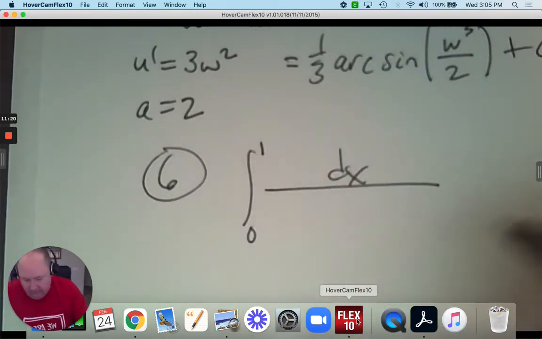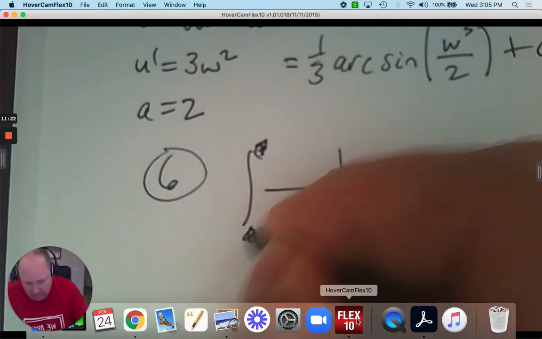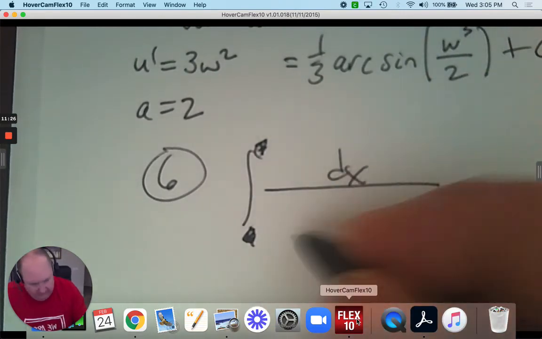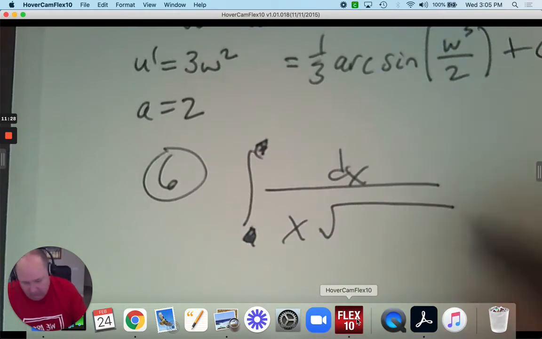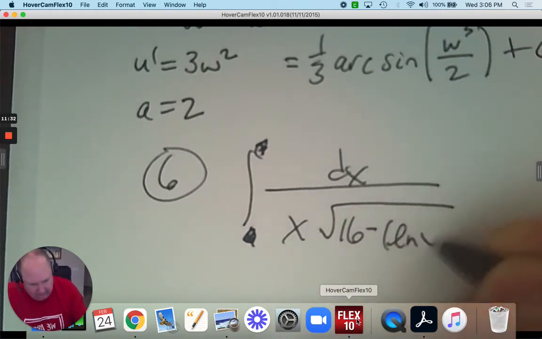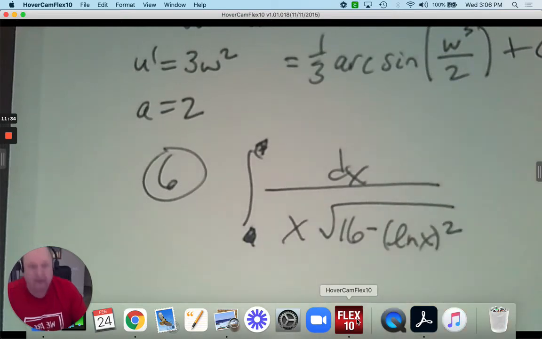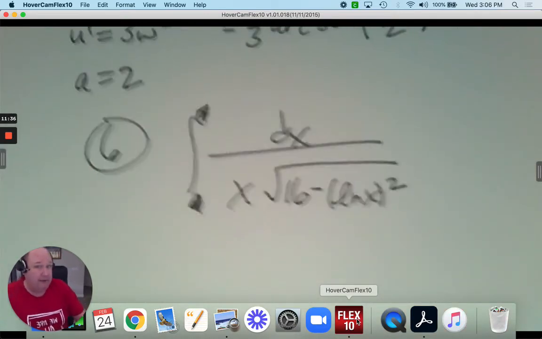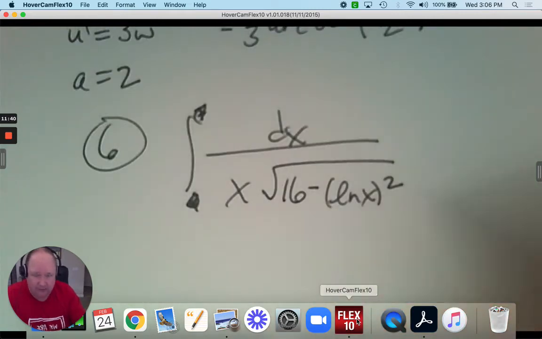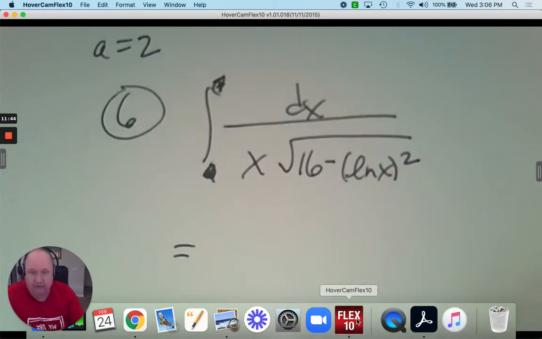We're integrating from, no. It's an indefinite integral. It's x times the square root of 16 minus ln x squared. All right, so this is not in the form of arctangent or arcsine because of that x in front of the square root. It's not in that template. I'm going to write this calculus friendly to try to get a better sense of this.